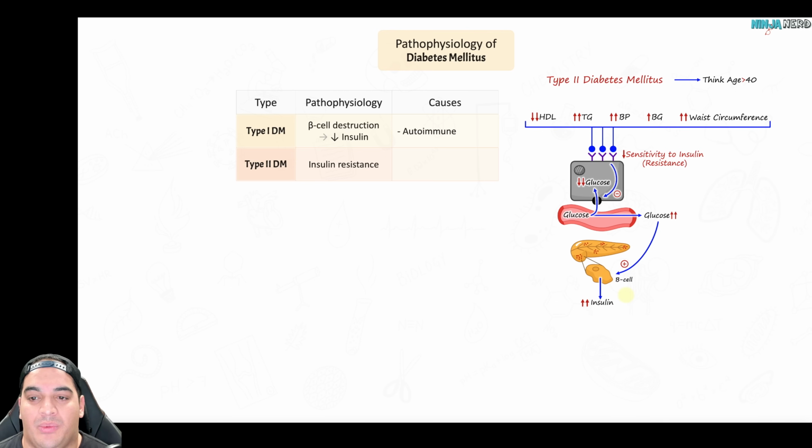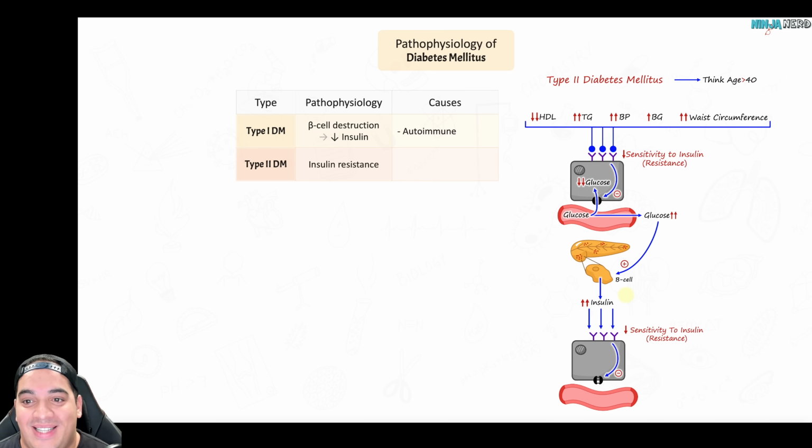This insulin that's being released, though, you have to remember, it's not going to work properly on these tissue cells because, again, these receptors are less sensitive. Why? Likely because of metabolic syndrome, these particular factors that we just talked about above. So because of that, they're not going to take the glucose up into the cells. It's going to build up and they start developing really bad high glucose levels.